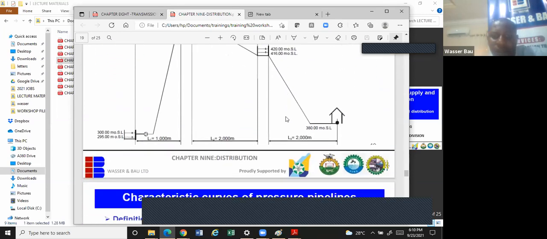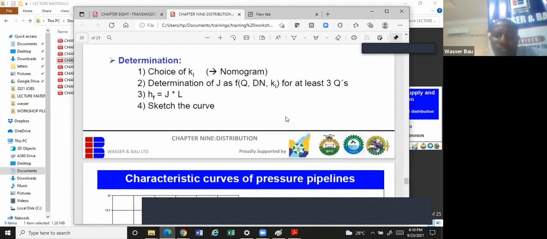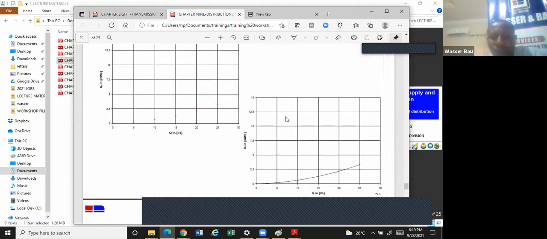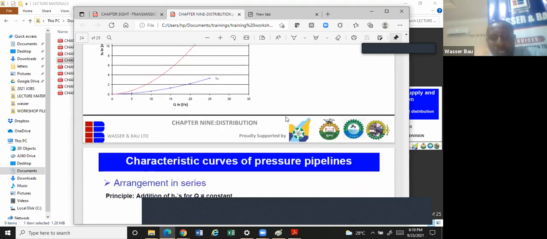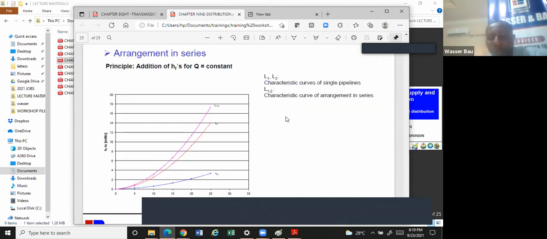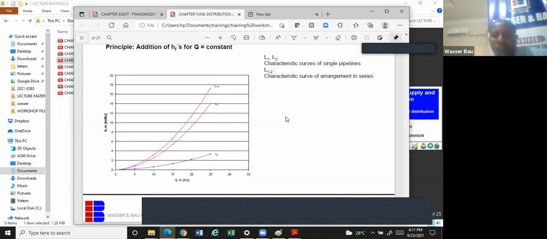So we've talked about the Bernoulli equation and the Hazen-Williams equation. Just take your time and read all these things. Okay, these are the pressure about pipe in parallel and pipe in series. When you put two pumps in series, the head will increase. When you put them in parallel, the flow will increase, but the head will be the same. Just take note of that.